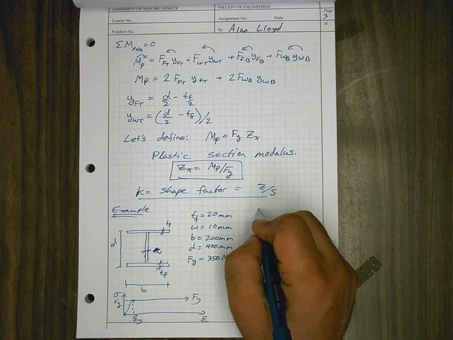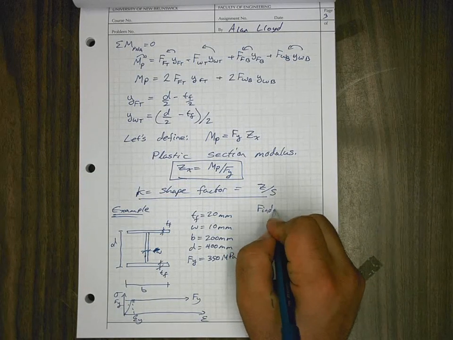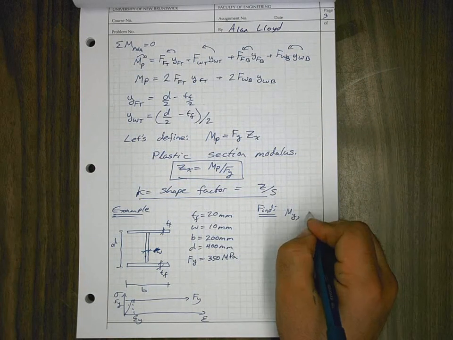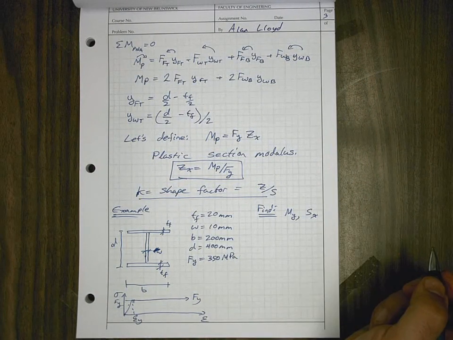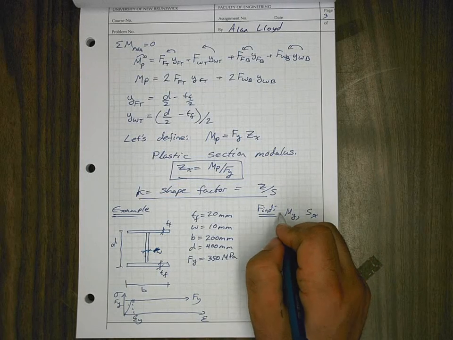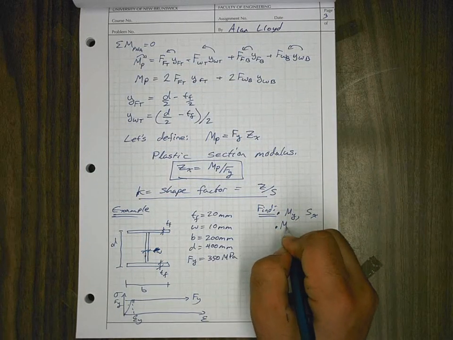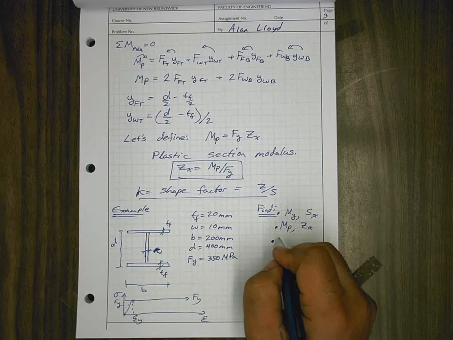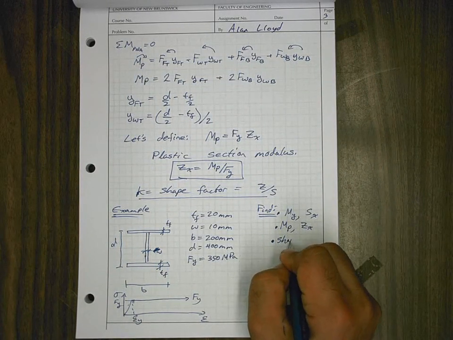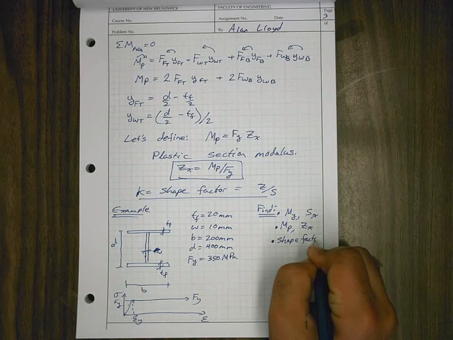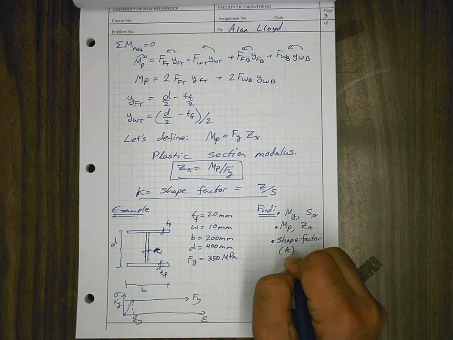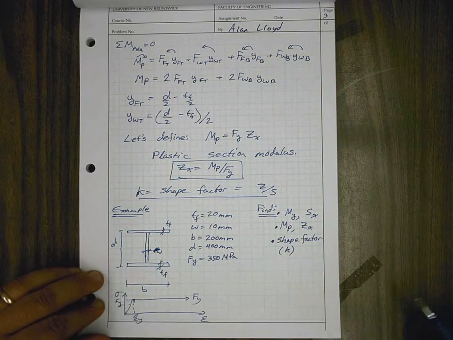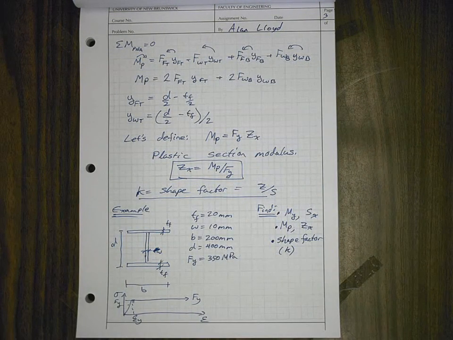And we are tasked with the following. We want to find My and Sx, the elastic section modulus. We want to find Mp and Zx. And finally, we want to find the shape factor, and we know that this is equal to k. So to do this, we'll simply follow what we've already defined.